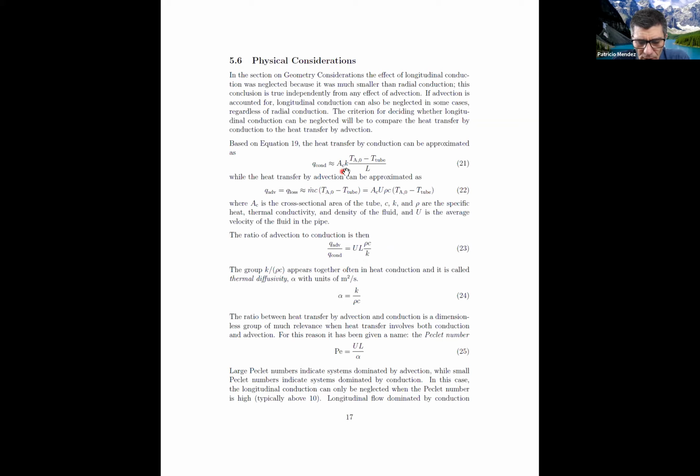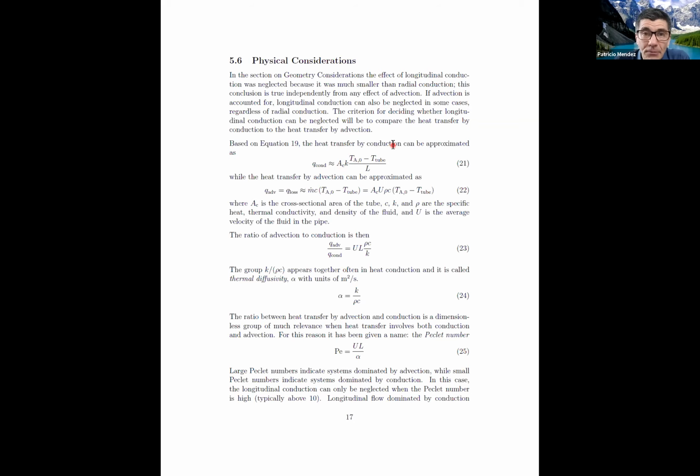And we already said longitudinally, the heat loss by conduction would be the cross-sectional area of the fluid times the thermal conductivity of the fluid, times the difference in temperature between the inlet and outlet of the tube divided by the length. This is what we had already seen.